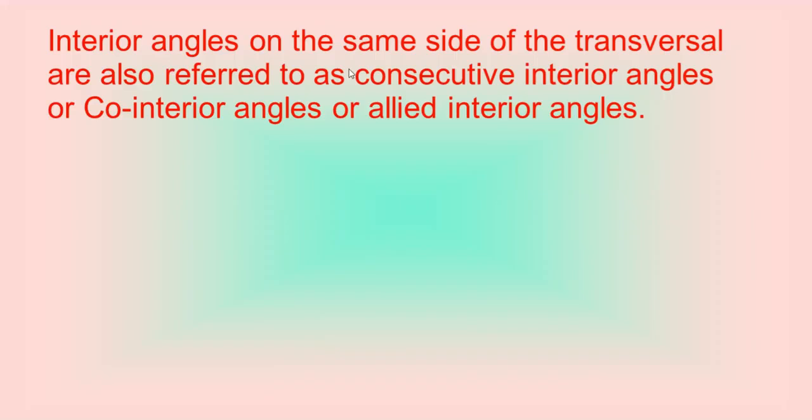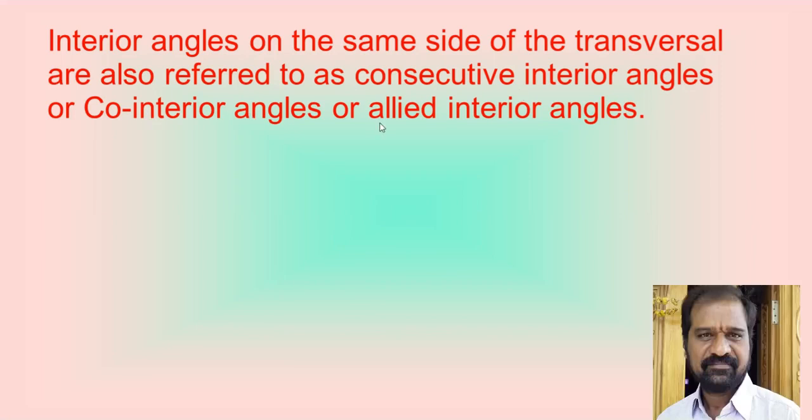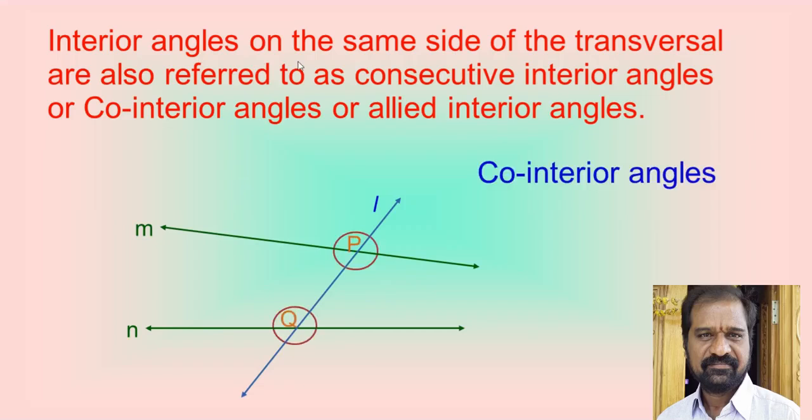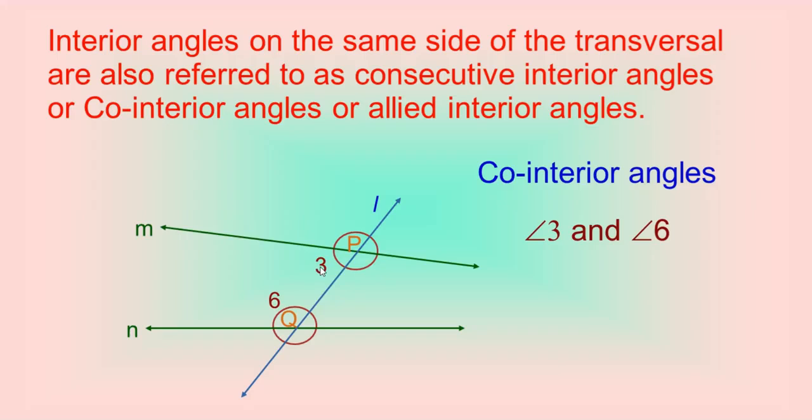Interior angles on the same side of the transversal are also referred to as consecutive interior angles, co-interior angles or allied angles. We will discuss co-interior angles now, taking the same figure. The co-interior angles are on the same side of the transversal, interiorly. This is the transversal; on the same side are angle 3 and angle 6. Both are on the same side, that's why these are called co-interior angles. Angle 4 and angle 5 are another pair of co-interior angles.